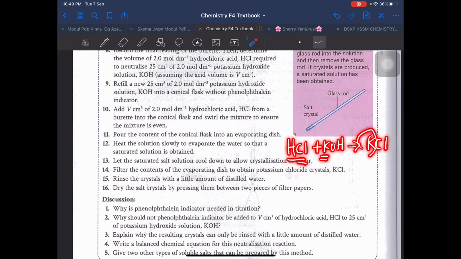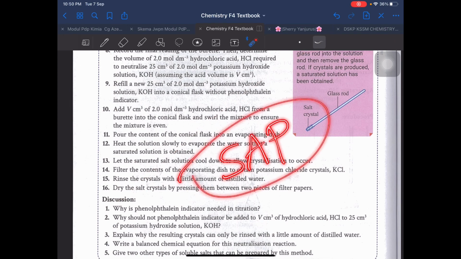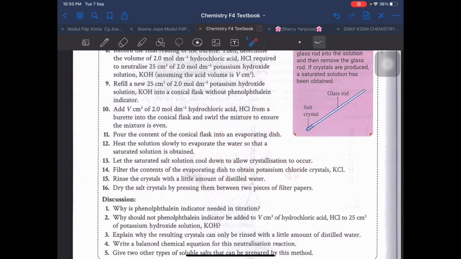Kan ada potassium. Kan this method neutralization only apply to SAP. Kalau ada sodium, ada ammonium, ada potassium, bolehlah guna this method. And of course, we have the byproduct water. Okay? Ingat this method semua ni is only for SAP salt. Sodium, ammonium, and potassium salt.